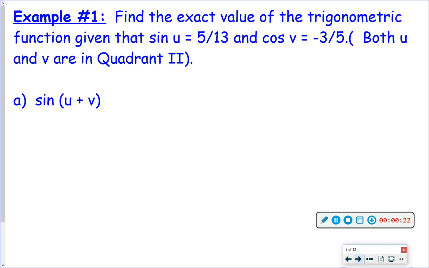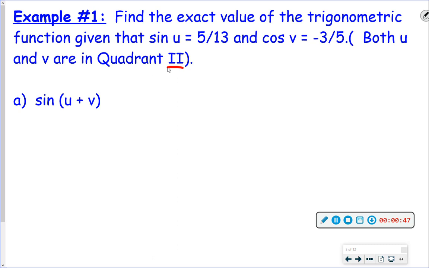So first up, we're back to triangles, of course, and some fraction work. So you probably want your calculators too. Find the exact value of the trigonometric function given that sine of u equals 5/13 and cos of v equals -3/5. Now remember, those sine and cosine values, those are comparing sides on a triangle. So we're back to the triangles. And they flat out tell you to draw them in quadrant 2. So that's kind of nice.